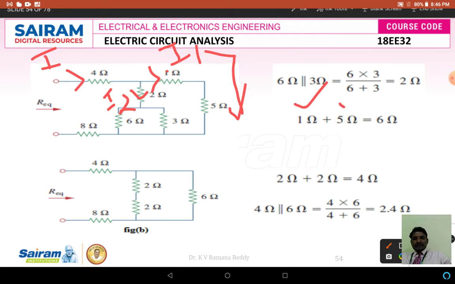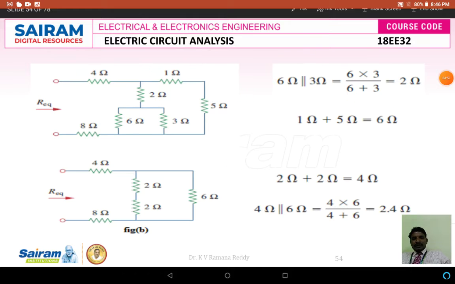Therefore 1 plus 5 is equal to 6 ohms. Now I am going to replace this 1 ohm and 5 ohm with a single resistor called a 6 ohm resistor here. Again I reduce the complexity from figure A to figure B. In figure A, 6 ohms and 3 ohms are connected in parallel. I reduce the two resistors into a single resistor whose equivalent resistance is equal to 2 ohms here.